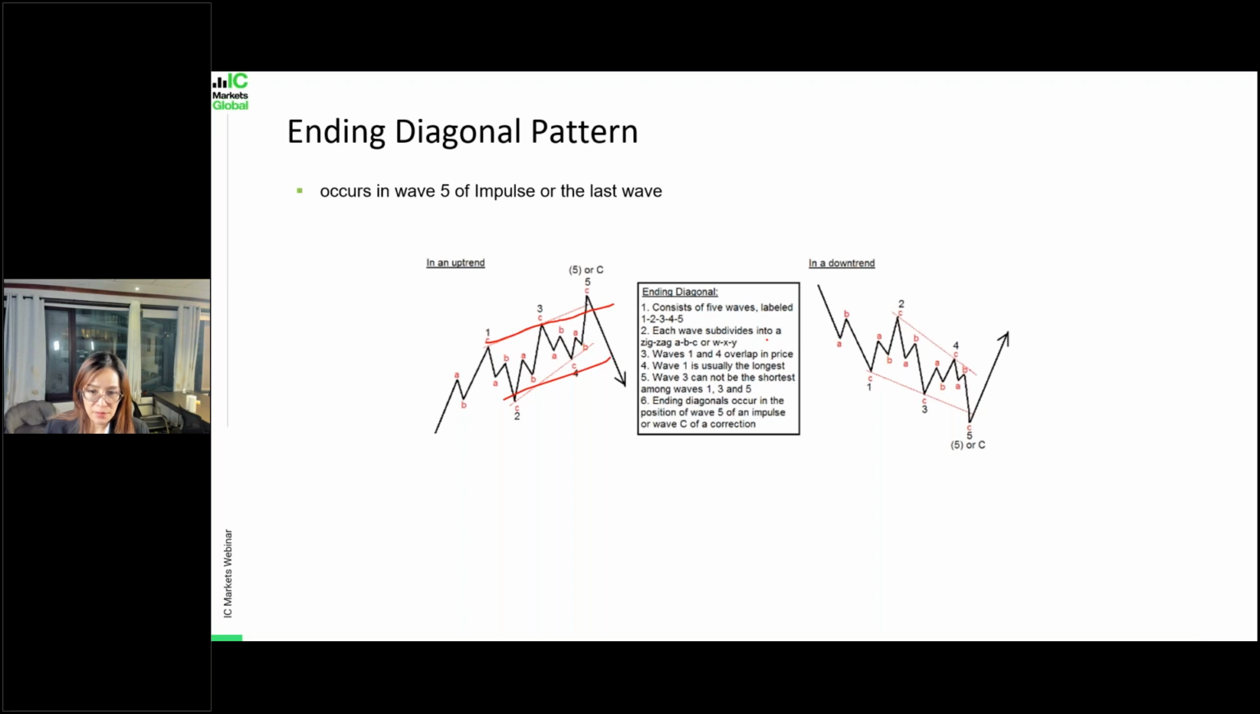Each wave is subdivided into a zigzag, ABC, or XY, WXY. And wave 1 and wave 4 overlap in price. So if you read it, you get confused, you don't need to read it, right? Because I will try to explain clearly. You can ask me, because if you know how to trade Elliott Wave, it will make you a lot of money. And then you can hold the trade for a longer term.